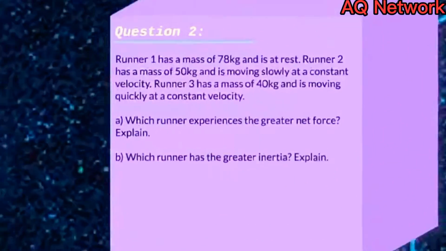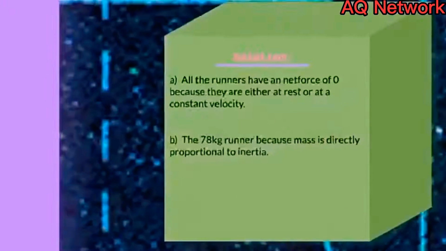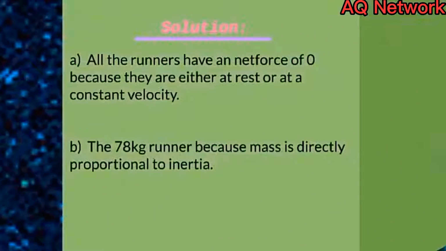Question 2. Runner 1 has a mass of 78 kilograms and is at rest. Runner 2 has a mass of 50 kilograms and is moving slowly at a constant velocity. Runner 3 has a mass of 40 kilograms and is moving quickly at a constant velocity. A. Which runner will experience the greater net force? Explain. B. Which runner has the greater inertia? Explain.